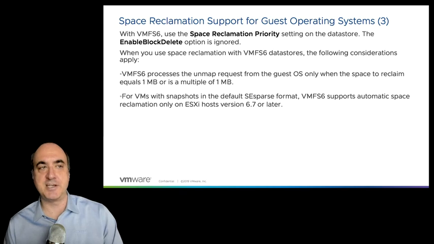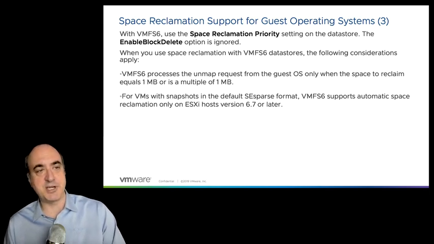If it's VMFS 6, on the other hand, all you need to make sure is that the VMFS 6 space reclamation priority has already been set to enabled, basically low priority, and it's all automatic. And then again, as long as the space reclamation granularity setting is a multiple of 1 megabyte, that's another prerequisite.